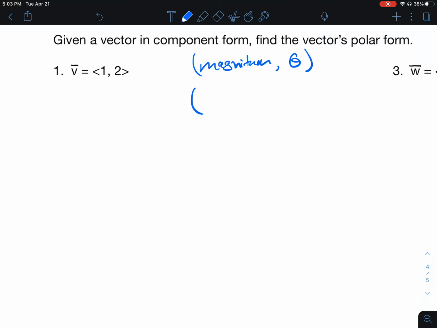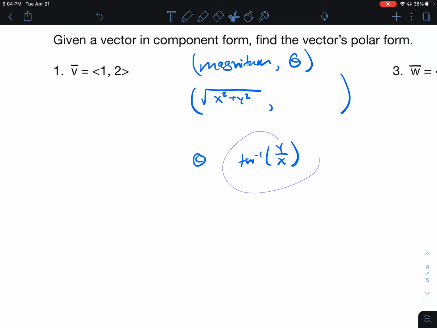To find the magnitude of a vector, you're going to take the square root of the sum of the squares of the x and y components. To find the angle, you're going to take tangent inverse of the y over the x. Now, a word of caution here for this angle. Depending on the situation, this angle might give you theta prime.